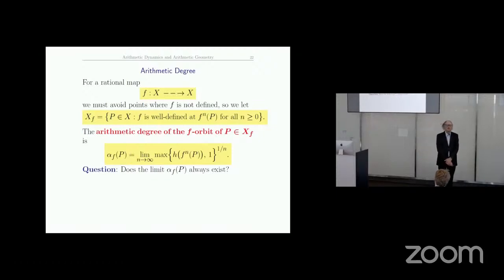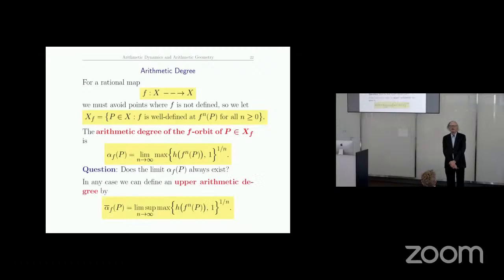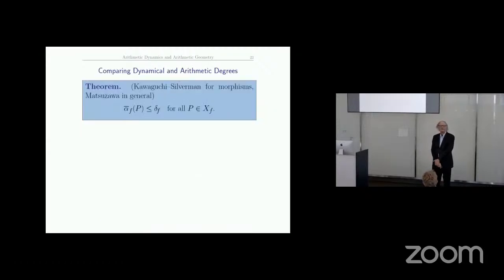So in order to have theorems that don't have to put in the assumption that this exists, I'm going to define the upper arithmetic degree to be the lim sup rather than the limit. And that's actually easy to show that that does exist because you can show that the sequence of heights of the nth iterates of the point is bounded above.